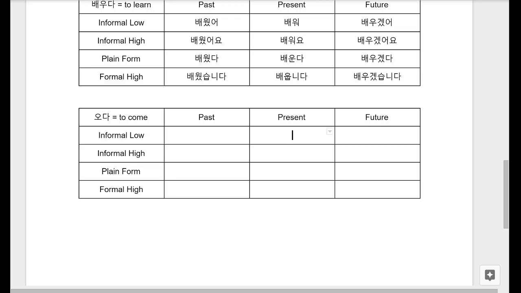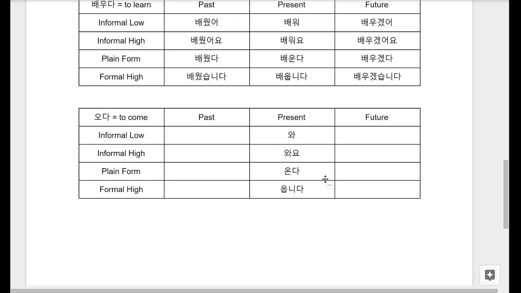Okay, in the present tense, if I have the stem o, I need to add this to it, and these two can merge to each other, and I get wa. In the informal high, it's going to look the exact same, but with yo at the end. Because the stem ends in a vowel, I'm going to have o, and I'm going to add this to it, so it's going to be onda. The formal high is going to be very similar to this, but instead of being this letter, it's going to be this letter, followed by nida.